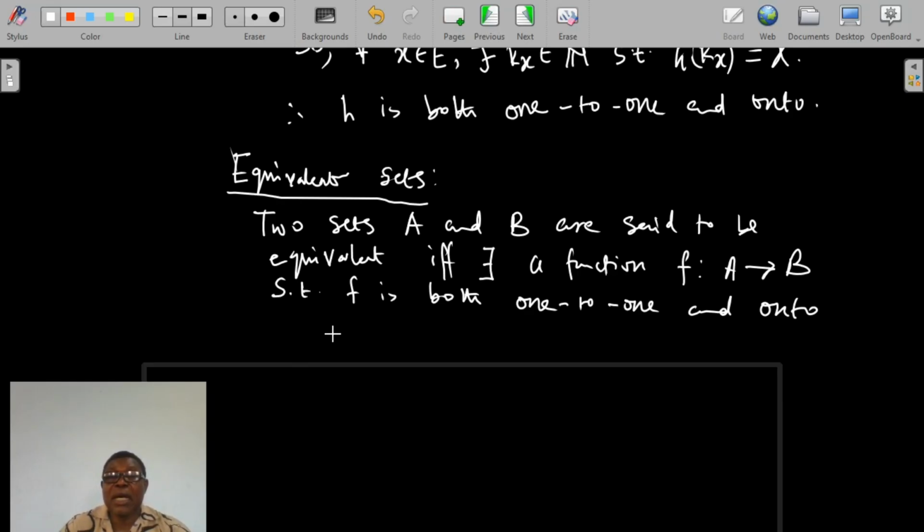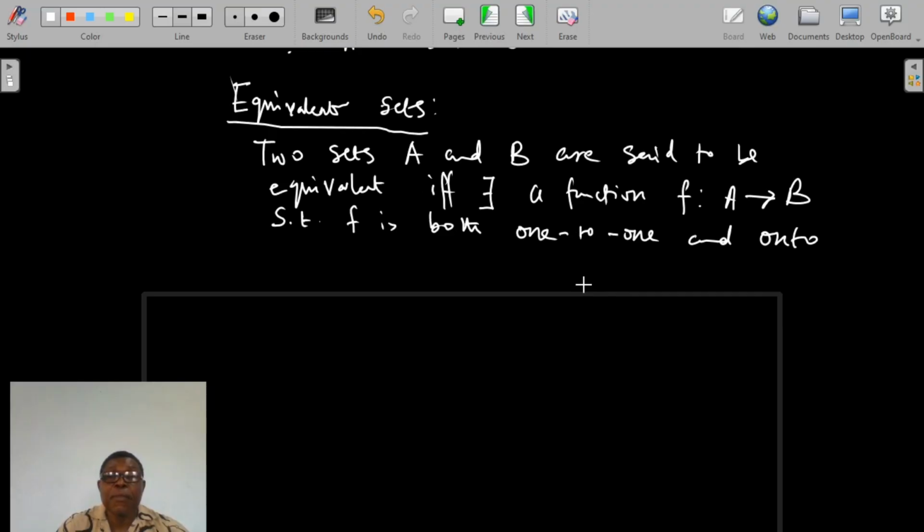Let us recall that a function that is both one-to-one and onto is also a bijective map. So whenever we are able to find a bijective map between two sets A and B, then those two sets will be said to be equivalent. And a bijective map, some authors will refer to it as a one-to-one correspondence between two sets. So in other words, two sets are equivalent if there is a one-to-one correspondence between them.